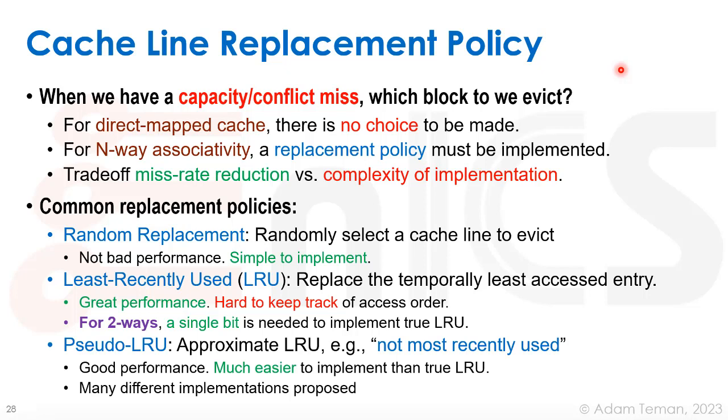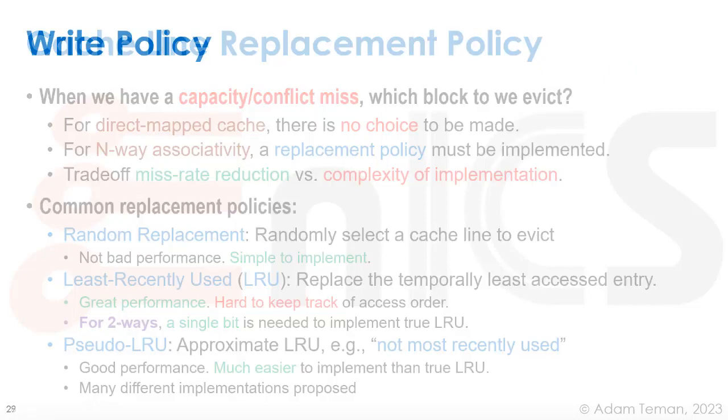Pseudo LRU, or all kinds of approximate LRU, try to implement LRU in different ways, and there are many ways to do that. One of them is not most recently used. Just make sure that you're not replacing the last cache line or the last few cache lines that were accessed. For instance, by having a pointer that points to the latest cache line and then randomizing the cache line that you're going to evict and making sure it's not the one that you're pointing to. So that really provides us with good performance, and it's much easier to implement than true LRU. Again, there are many different implementations that are proposed, and they have trade-offs of their complexity of implementation versus how much they improve our miss rate.